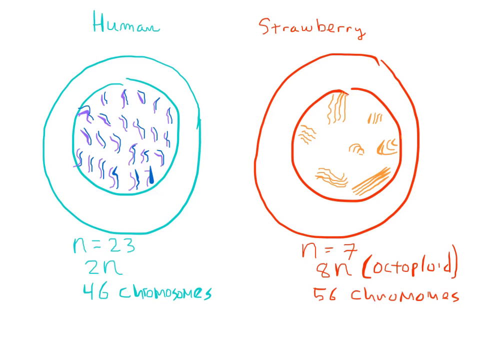The strawberry, on the other hand, got half the chromosomes from one parent and the other half from the other parent. So we would draw in the other 4 in a different color, representing the 56 chromosomes found in the strawberry. Octoploid. Well, that's about it for now on this drawing.